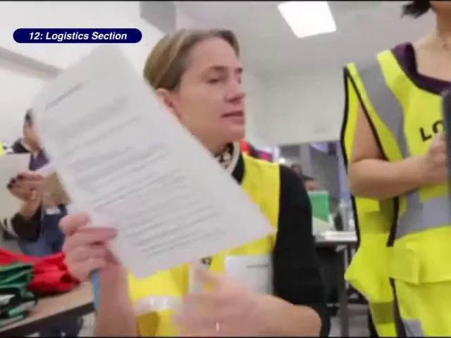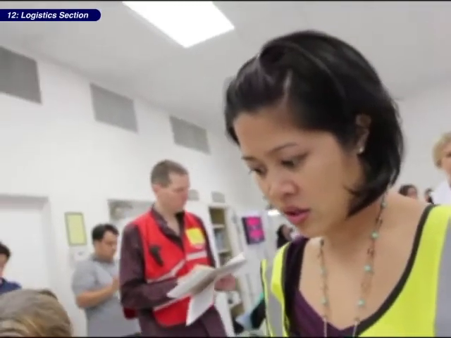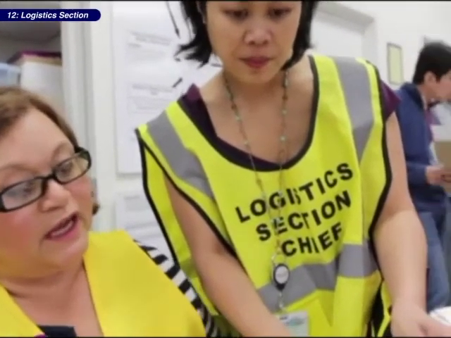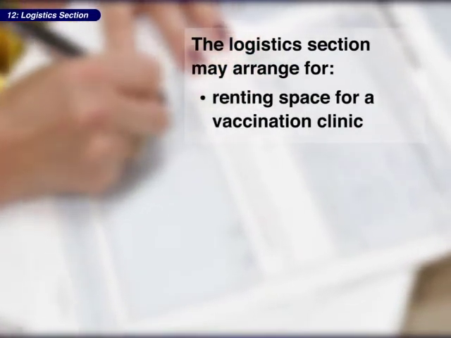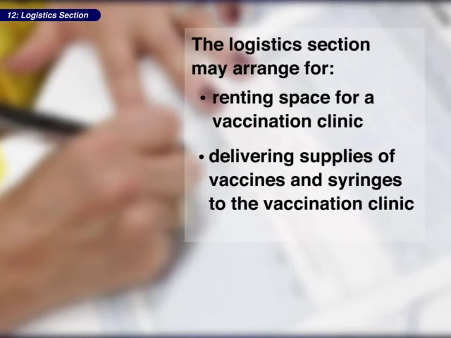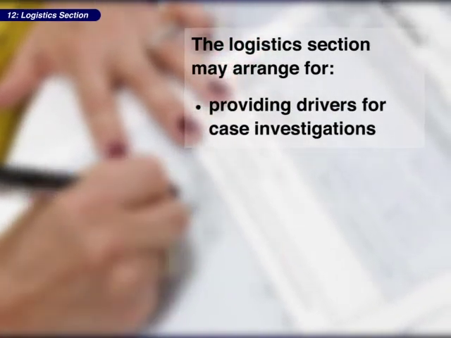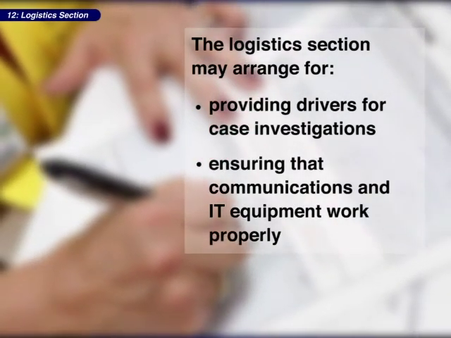The logistics section provides support to the other sections that have been activated. The logistics section usually is responsible for acquiring space, supplies, equipment, and outside personnel. For example, the logistics section may arrange for renting space for a vaccination clinic, delivering supplies of vaccines and syringes to the vaccination clinic, providing drivers for case investigations, and ensuring that communications and IT equipment work properly.